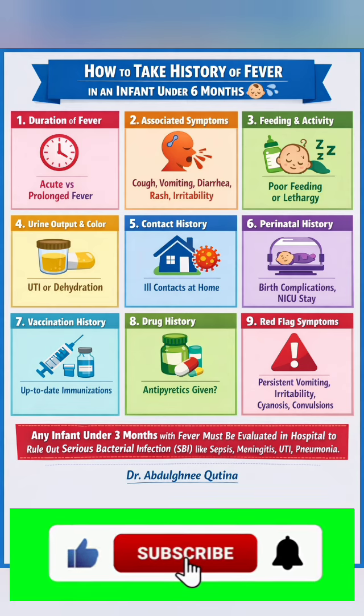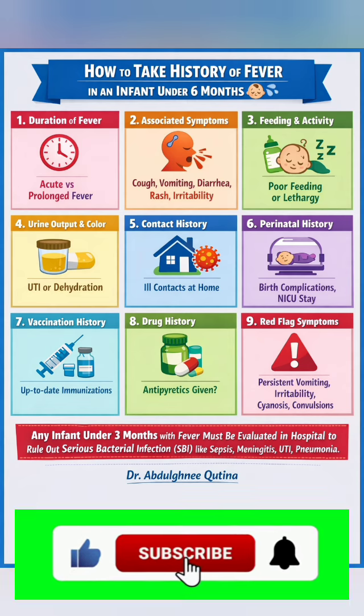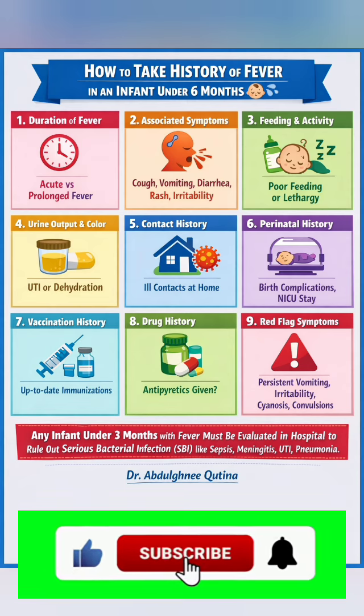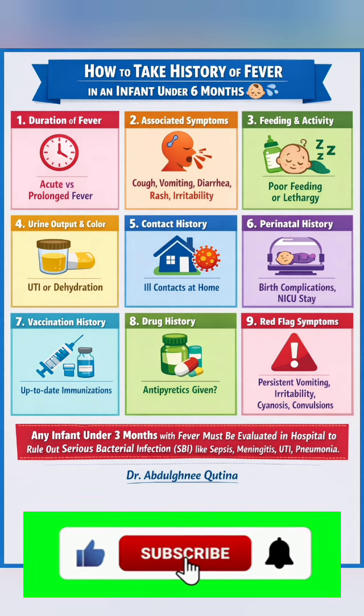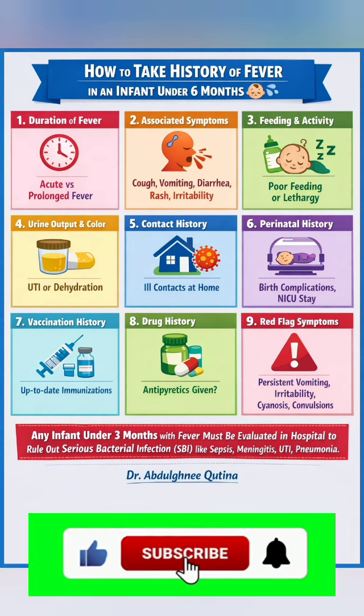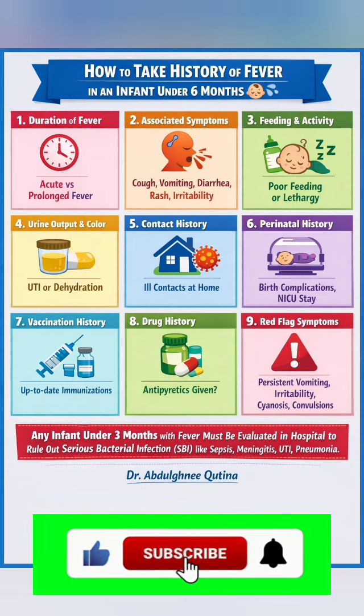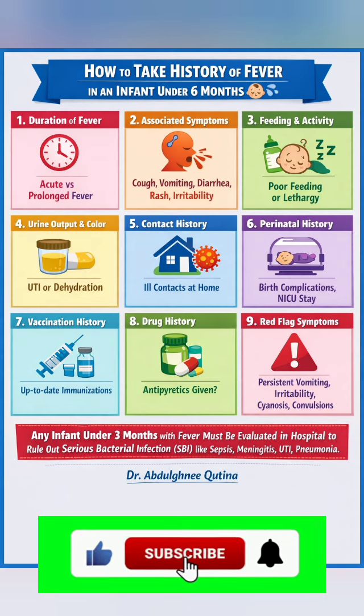First, duration of fever. Ask about how long the fever has been present. This helps differentiate between an acute fever and a prolonged or persistent one. Second, associated symptoms. Inquire about accompanying symptoms such as cough, vomiting, diarrhea, poor feeding, skin rash, or increased irritability. These symptoms help identify which body system may be involved.